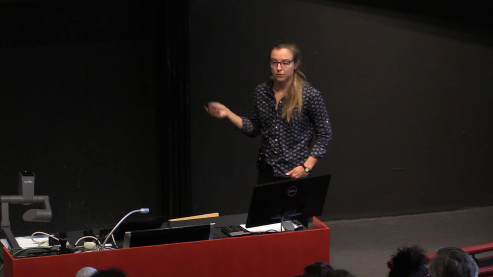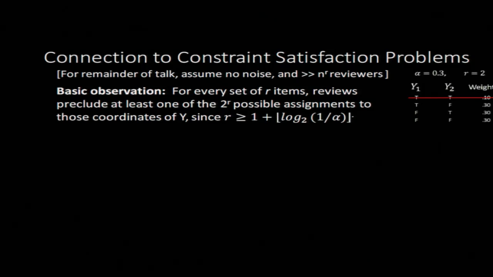Okay, so for the rest of the talk, we're going to assume that we're working in the noiseless setting and that we have at least n to the r reviewers. So in particular, for any set of R products, we're going to have a decent number of people who've reviewed that set of R products. So the basic observation is that if we look at any set of R items, there's going to be one assignment to these R items that is going to be forbidden by the reviews that we see.